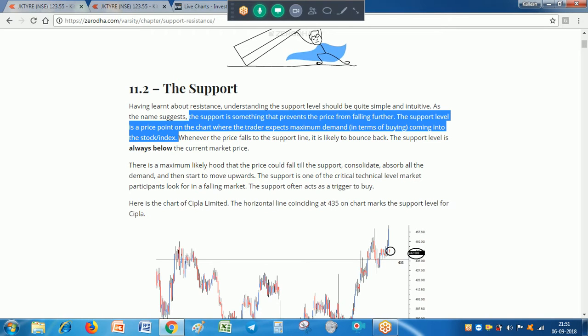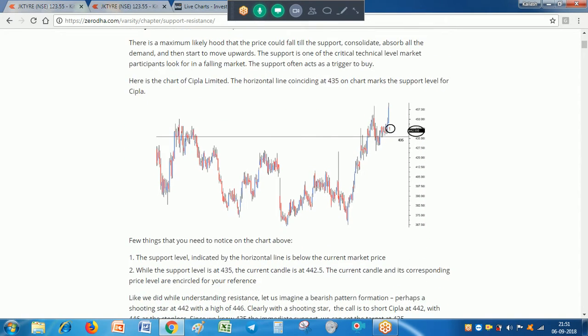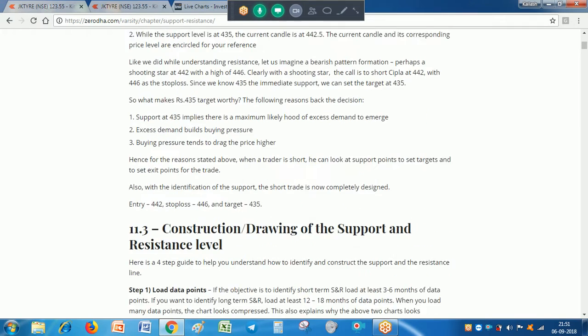So I will just highlight this portion. Support is something that prevents the stock price from falling further, and the support level is a price point on the chart where the trader expects maximum demand coming into the stock or index. As the name suggests, it's a support. Support is a price level from where the stock will not fall. Now it will rise further. So this is the simple meaning of support. I have shown you in charts also, and let us look at this side. They have shown the support levels. We can see that this can be one support and this is another support.